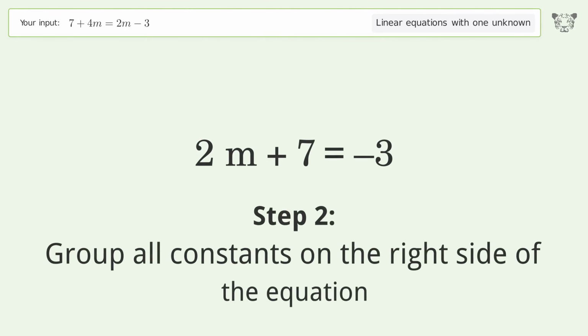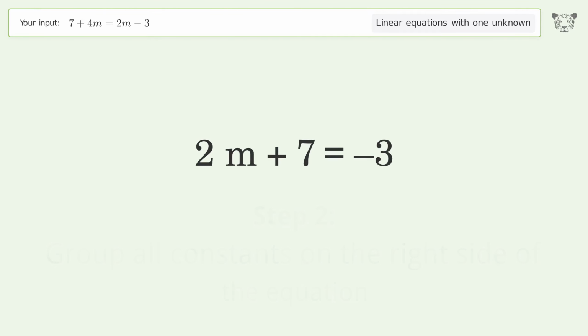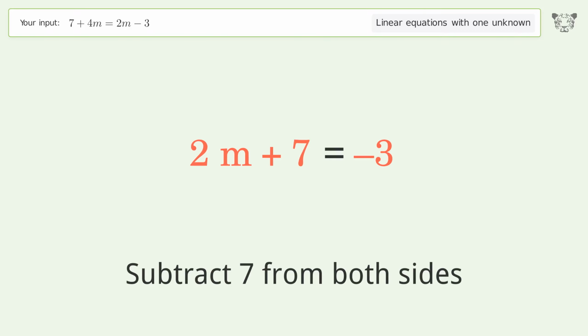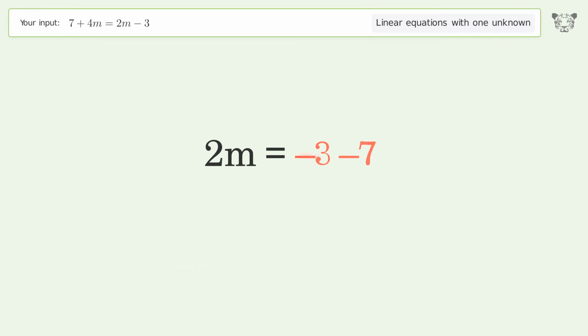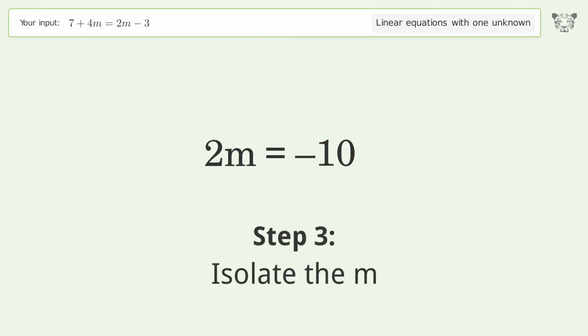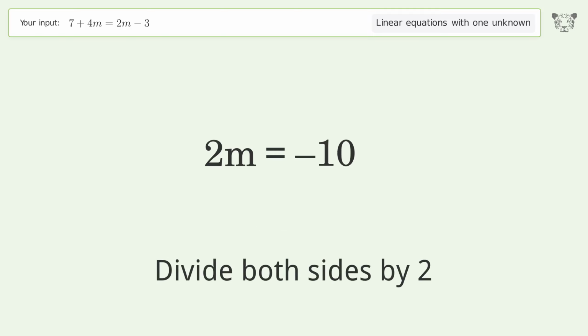Group all constants on the right side of the equation. Subtract 7 from both sides. Simplify the arithmetic. Isolate the m. Divide both sides by 2.